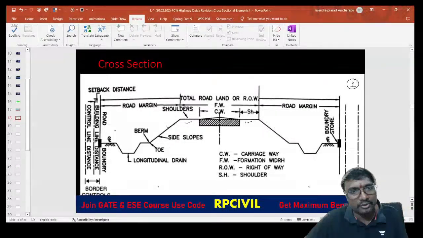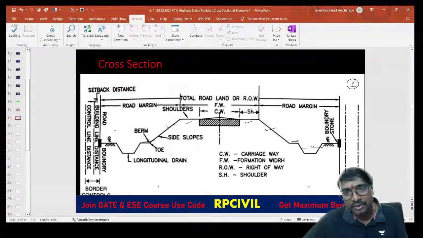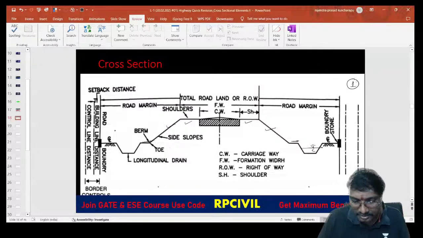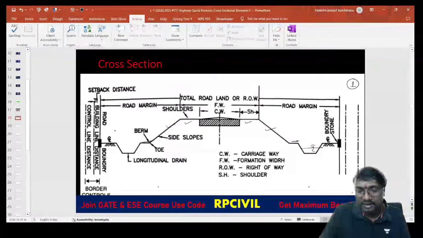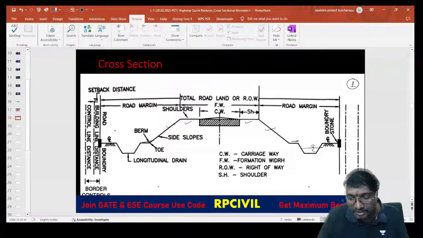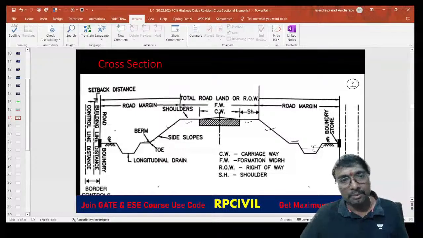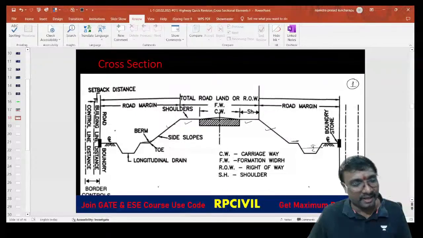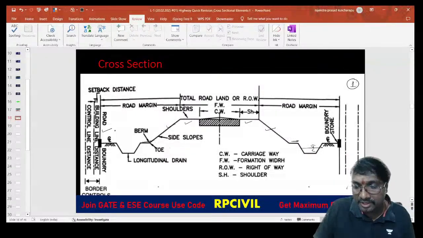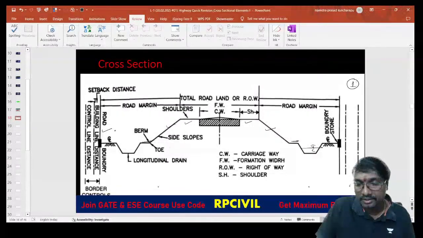After this shoulder, this is your side slope for the embankment, and this is your berm, the extra portion. This is your side drain, you are having side drains. After the side drains there will be some extra portion, and after that the road boundary will be starting.